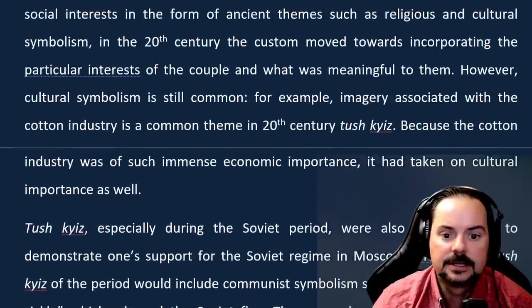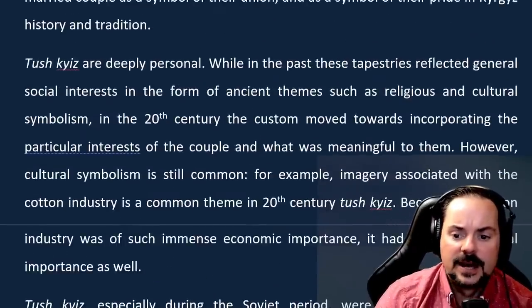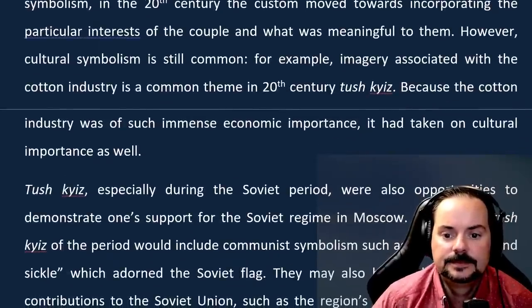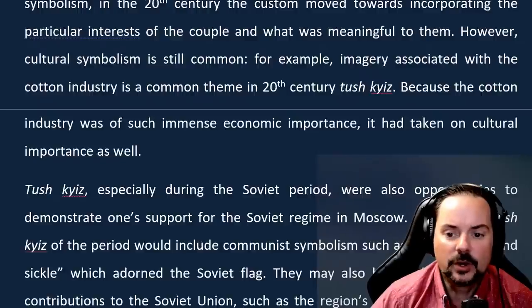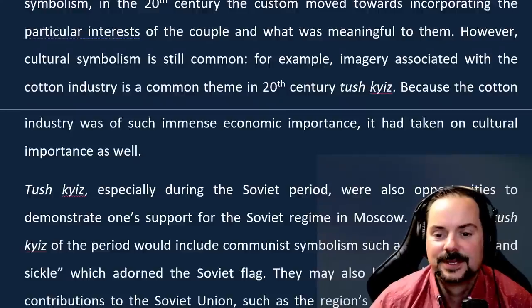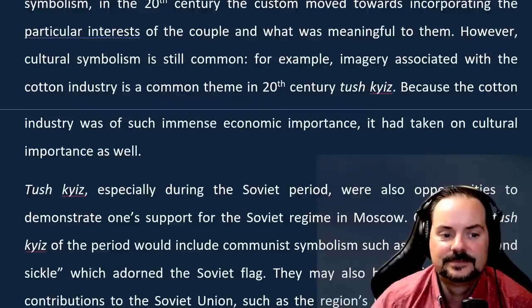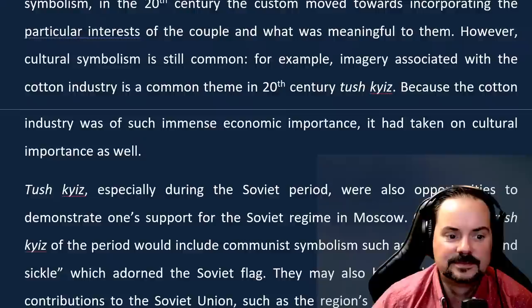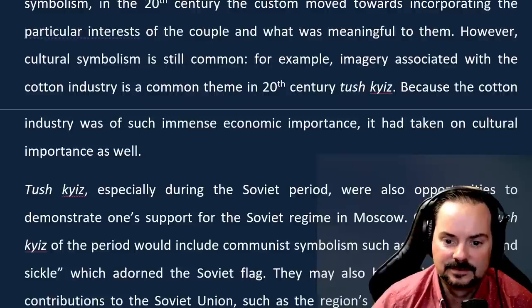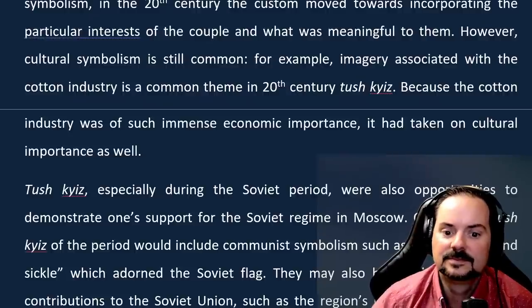Let's see. Okay, I see it now. Do you see the word cotton? Yes. Okay. Good, read it for me, please. However, cultural symbolism is still common. For example, the cotton industry is a common theme in 20th century Turkish rugs. Because the cotton industry was of such immense economic importance, it had taken on cultural importance as well.